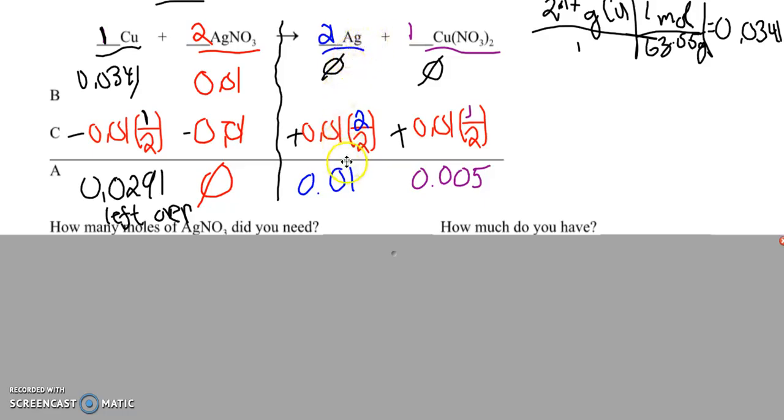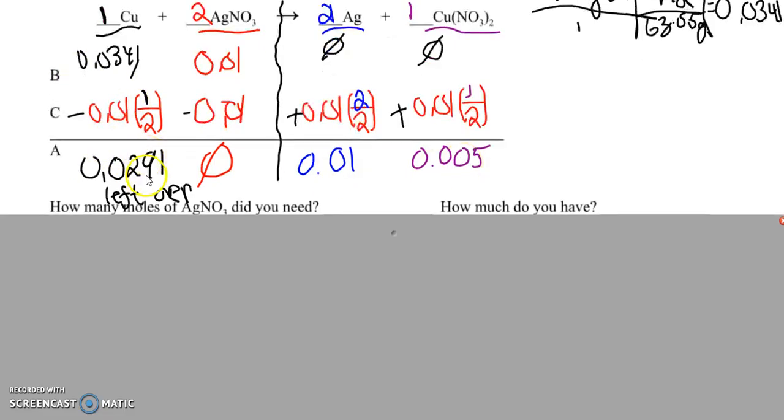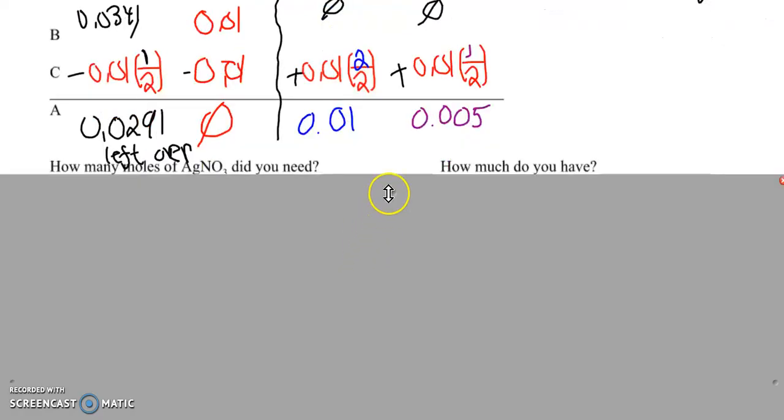So how much silver did I create? Take that 0.01 times the mole ratio, 2 over 2. I created 0.01 moles of silver. And how much copper nitrate did I produce? That is the stuff that is blue in solution. 0.01 times 1 over 2, 0.005 moles of copper nitrate was created. And there is excess copper left over. All of the silver nitrate is used up.